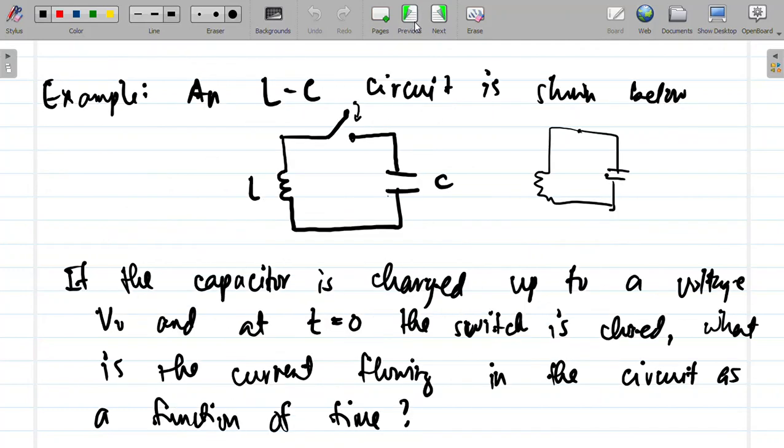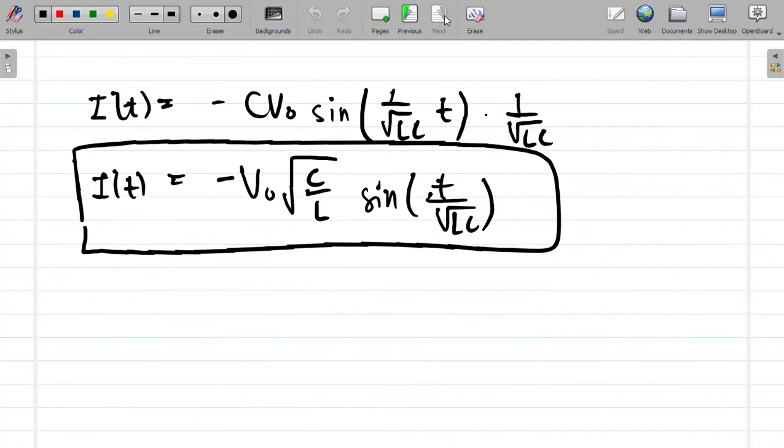Bakit siya sin? Kasi yung current, class, yung charges natin, sometimes nakastore dito, sometimes nakastore dito. So, parang yung energy, class, nagaano din, nagpa-fluctuate. Kaya yung current flowing in the circuit, magpa-fluctuate din siya. Kaya meron siyang sine function. Tapos ano yung angular frequency natin? 1 over square root of LC. So, yun yung omega, kasi sin omega t. Ano yung omega natin? 1 over square root of LC.